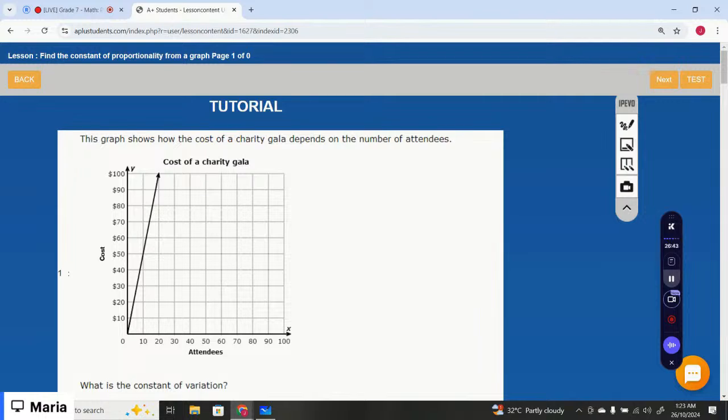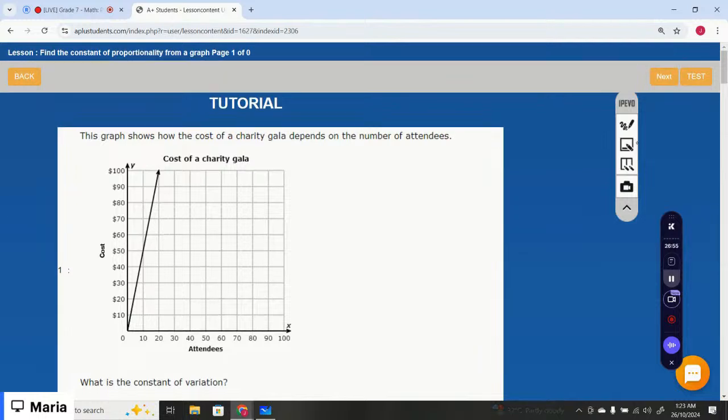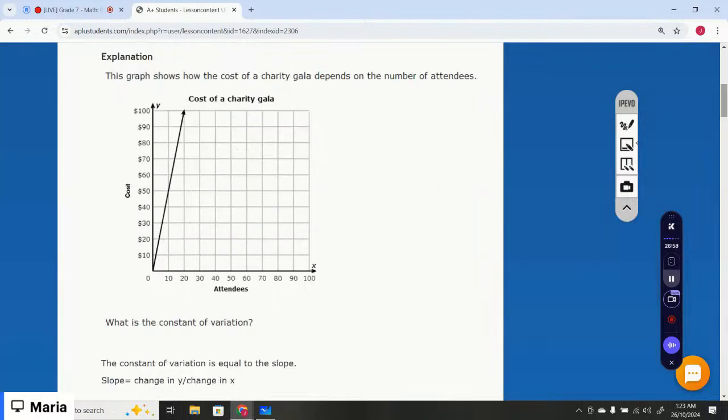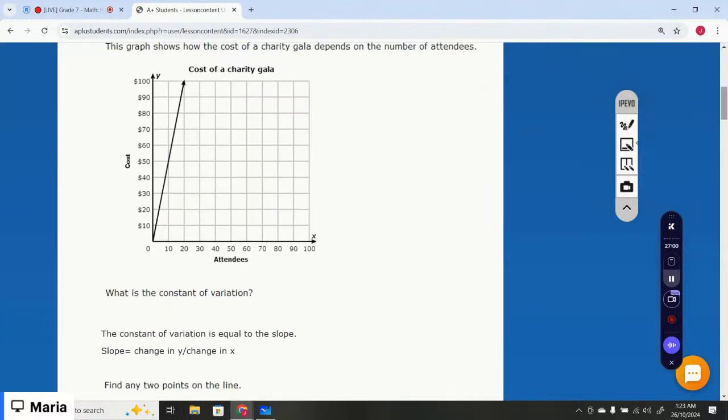The graph shows how the cost of a charity gala depends on the number of attendees. What is the constant of variation? Basically, the constant of variation and the slope are exactly the same, right? You have to see change in y divided by change in x.